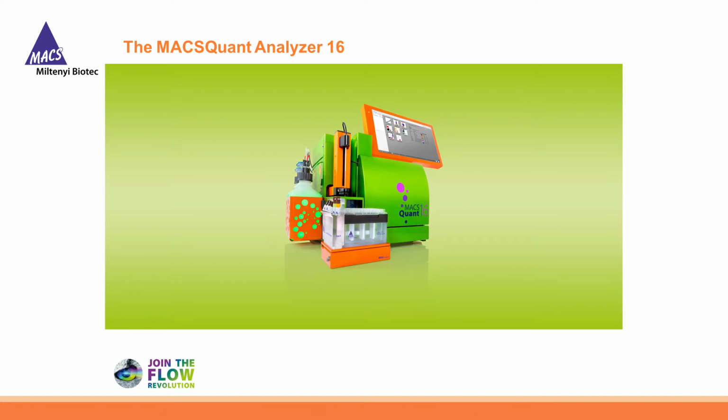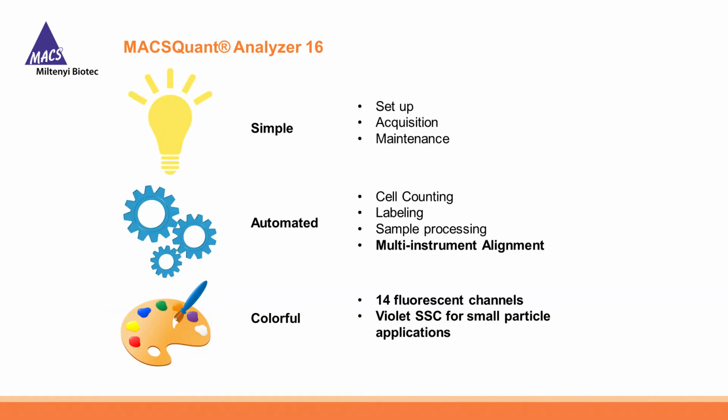With the MACSQuant Analyzer 16, it's really about bringing simplicity for setup, acquisition, and maintenance. A lot of the features that are inherently part of the MACSQuant Analyzer come from the automation: automated cell counting, automated labeling, sample processing, and now the ability to easily do multi-instrument alignment. In addition to that, of course, it's about bringing more color to our instrument portfolio. We've expanded from 8 colors up to 14 now with the addition of 6 channels. We have also added violet side scatter capability for small particle applications.